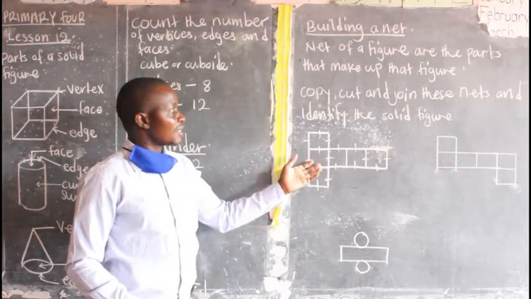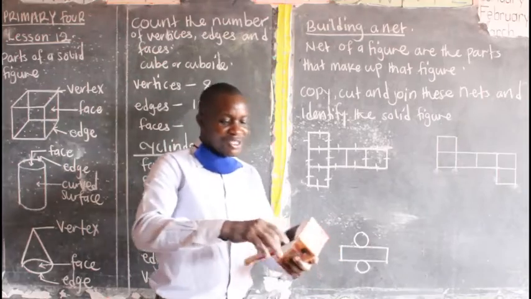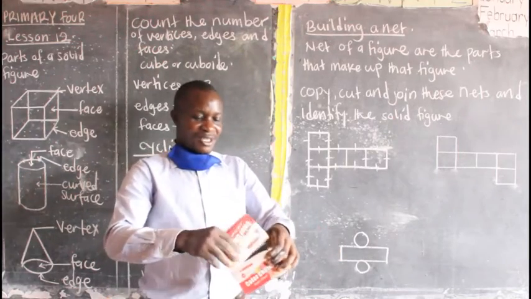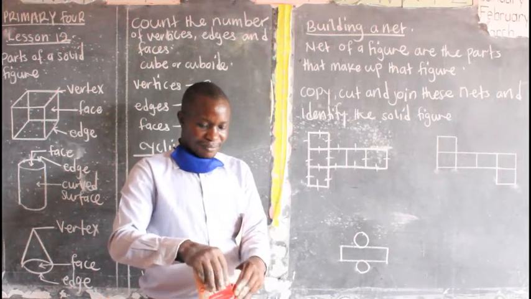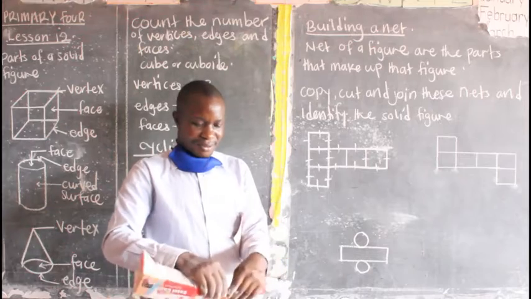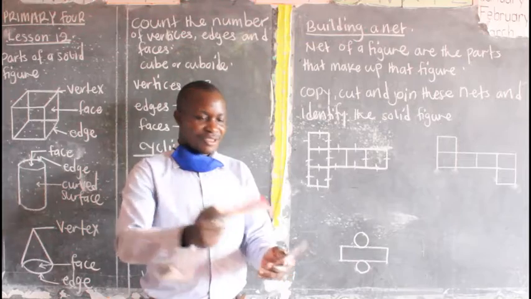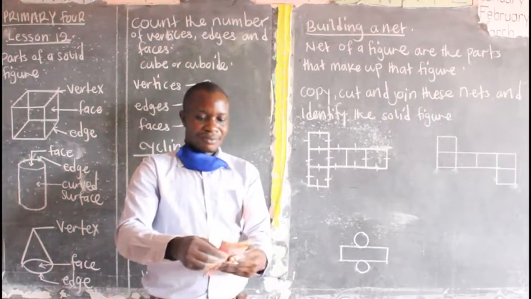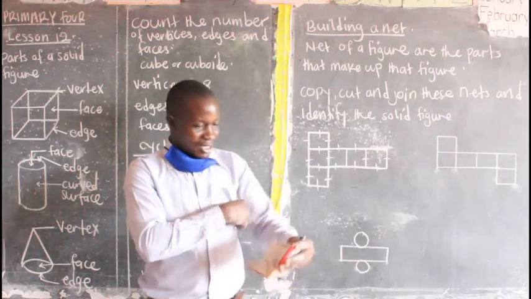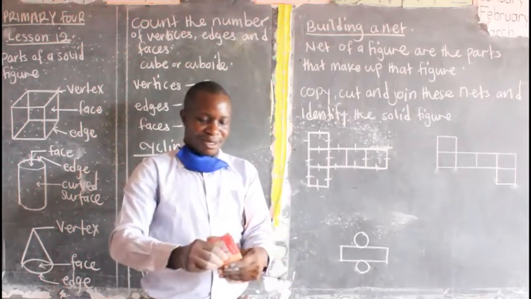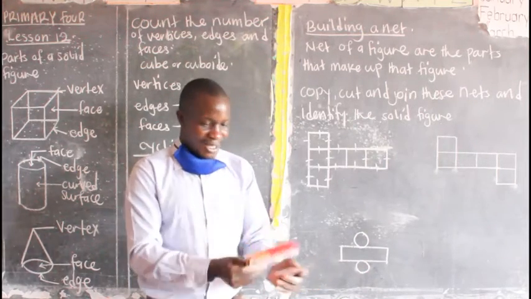So here are the parts. When we dismantle, it means we are dismantling this like this. This is a part. I dismantle this also like this. This is a part. This one is a part. I dismantle this one like this. This one is also a part. I dismantle this one like this. This one is also a part.